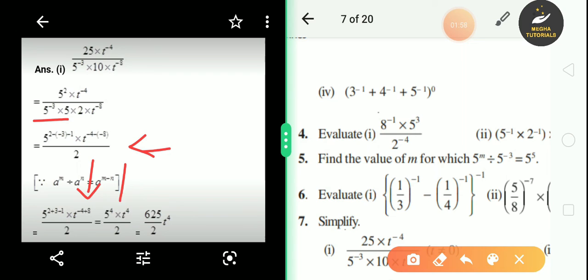So the next step will be 5 raised to 4 into t raised to 4 upon 2. 5 raised to 4 is 625 upon 2 as it is and t raised to 4 as it is. So the final step is 625 upon 2 into t raised to 4.